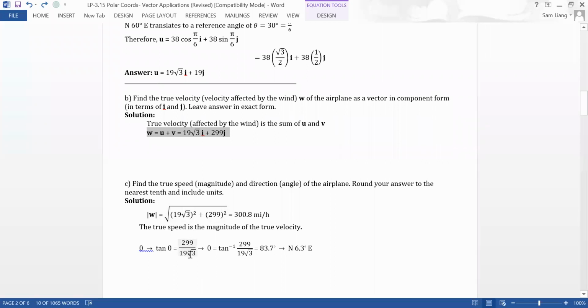And then for the angle, tan theta equals B over A, so 299 divided by 19 root 3. For that, you're going to have to use your calculator. So use arctan of 299 over 19 root 3. Make sure your calculator is in degrees. You're going to get 83.7 degrees.